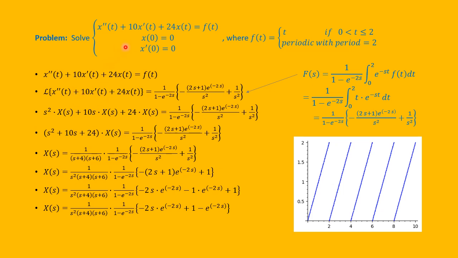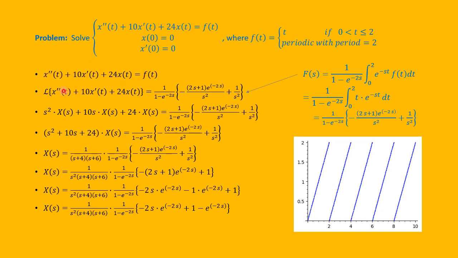So x(0), our initial position, if we're thinking of this as a mass attached to a spring problem, the initial position of the mass is 0. The initial displacement is 0. We're measuring position from the equilibrium point of displacement. And the velocity, x'(0), is also 0. So let's start with this differential equation, which we have down here.